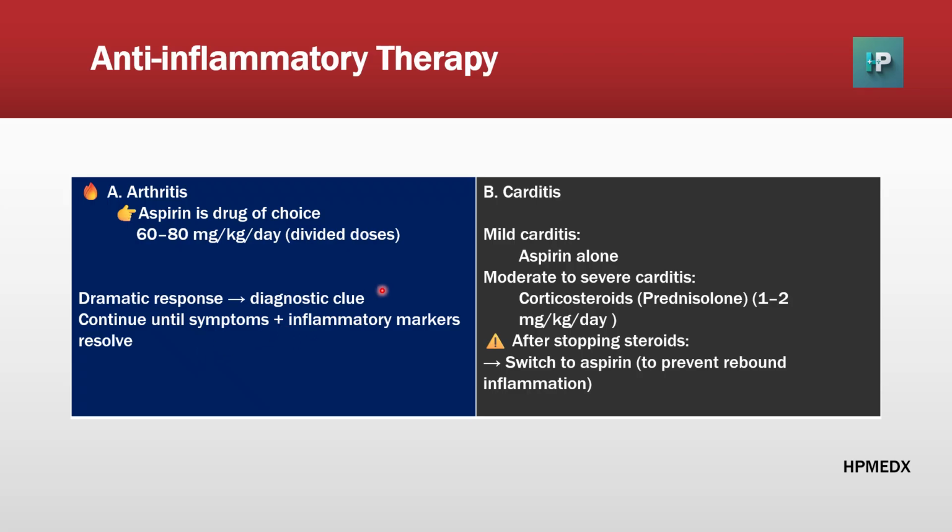And carditis. In carditis, for mild carditis, aspirin alone is enough. And for moderate to severe carditis, we have to give corticosteroids with a dose of 1 to 2 milligram per kg per day. And after stopping steroids, we have to give aspirin to prevent rebound inflammation.